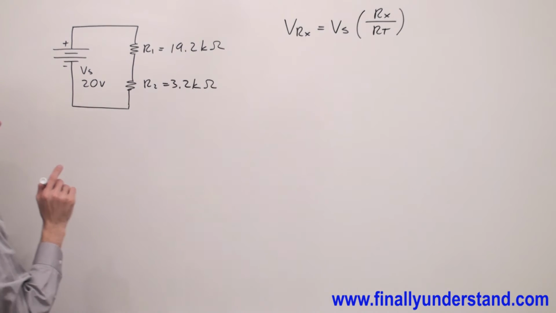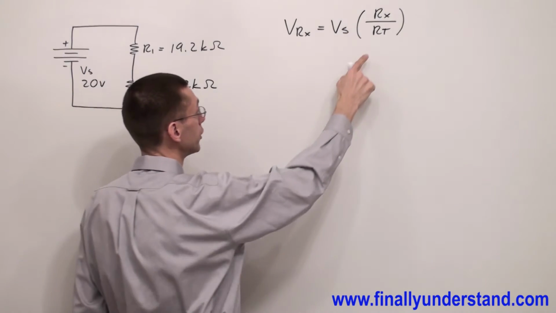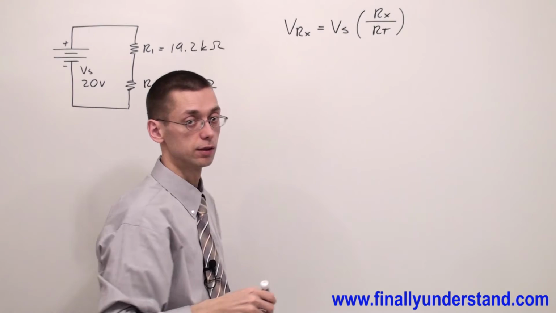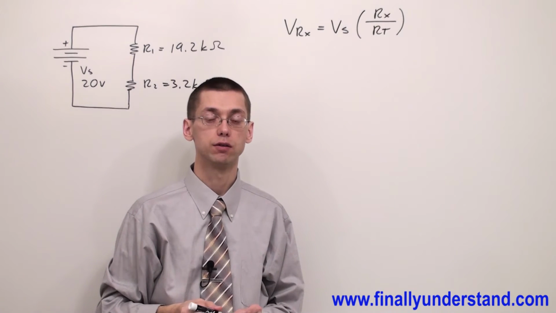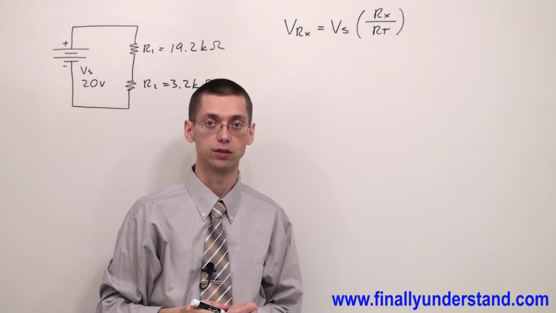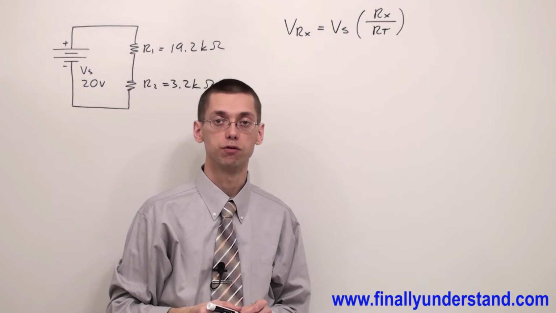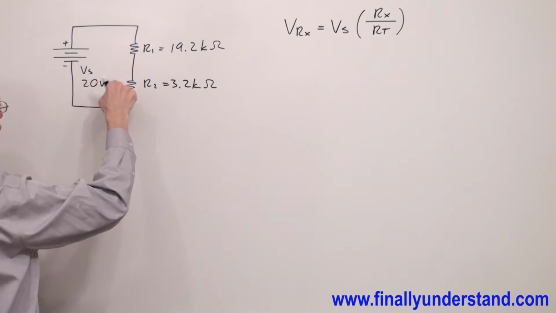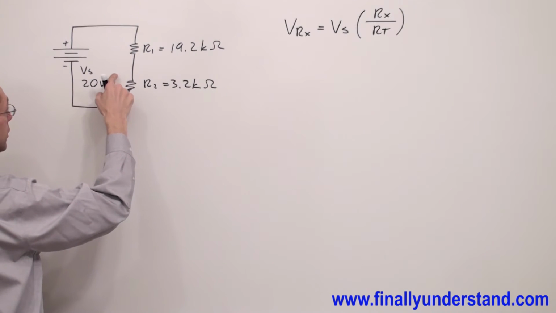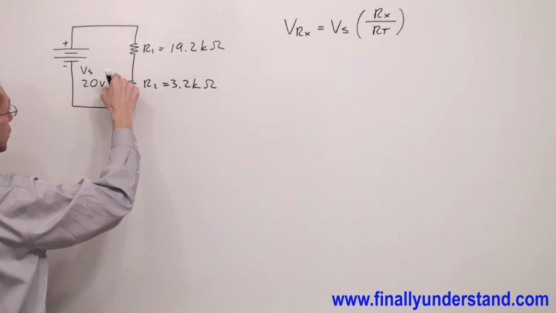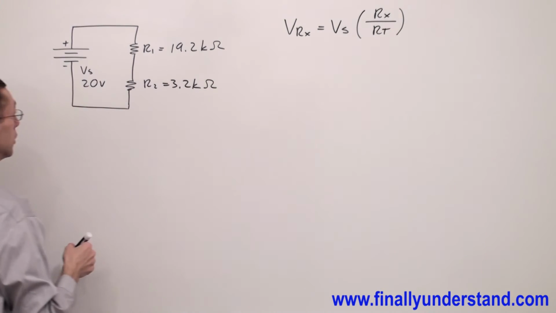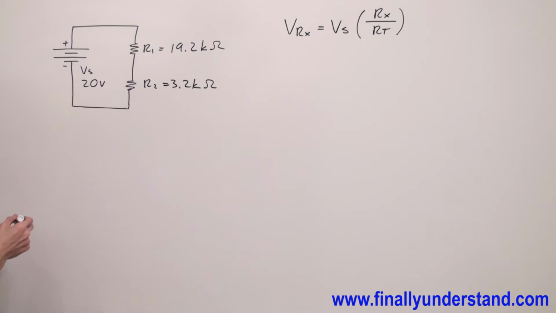The voltage divider formula requires you to find the total resistance. Keep in mind that this formula allows me to find the voltage across any resistor in a series circuit without finding the current. So in this case, we don't have to use Ohm's law to find the current and after that find the voltage across each resistor. We can go straight to this formula and find the voltage across these two resistors.